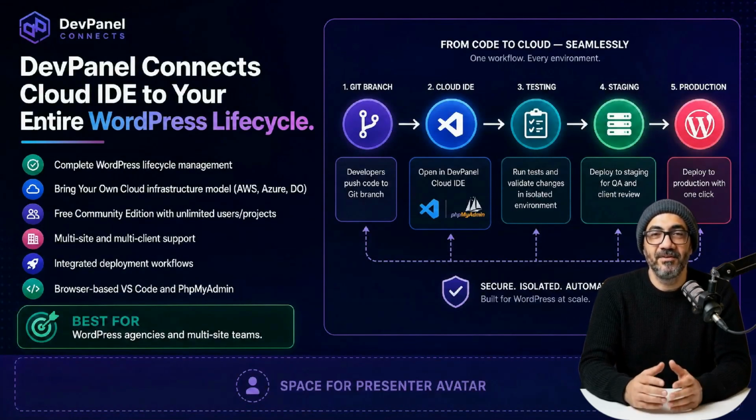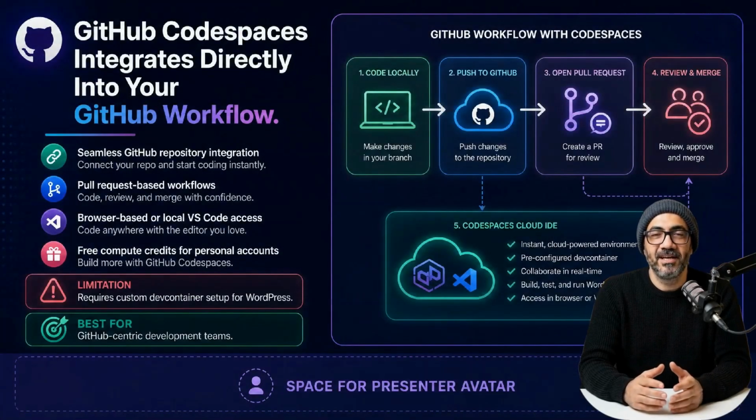of managing it themselves. GitHub Codespaces brings cloud development directly into the GitHub ecosystem. If your team already uses GitHub for version control, Codespaces lets you spin up a fully configured development environment straight from any repository. Key features include deep GitHub integration, a browser-based VS Code experience, and support for dev containers. The workflow is straightforward. Open a repo, launch a Codespace, and start coding. The main limitation to consider is cost at scale, but for GitHub native teams, it's a powerful and familiar option.